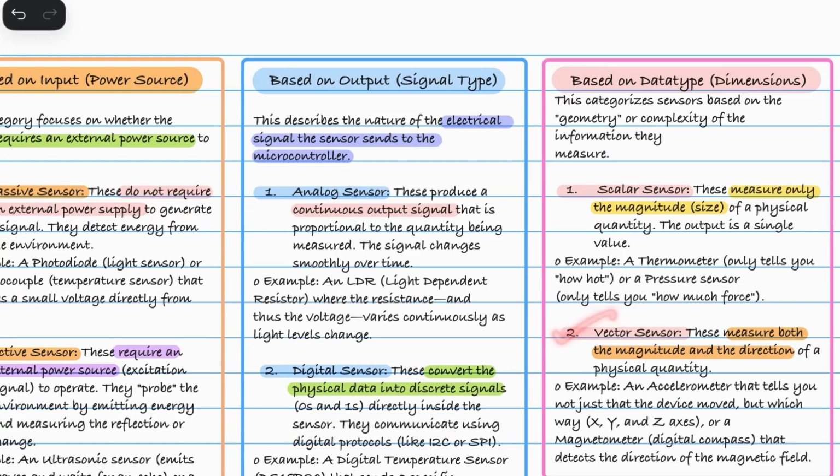But vector sensors give you a magnitude and a direction. An accelerometer doesn't just tell you movement detected, it tells you that it is moving along the x-axis at 4 meters per second squared, tilting down on the y-axis and stable on the z-axis. This is how your smartphone knows that you have rotated it from portrait to landscape mode. So we are focusing on both magnitude as well as direction in vector sensors. I hope you understood the types of sensors.